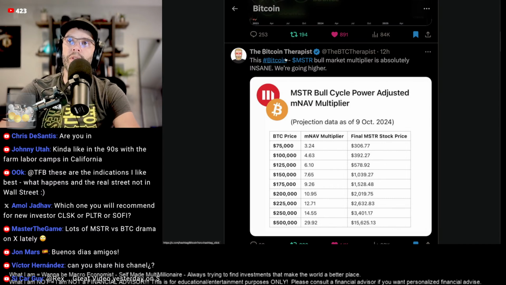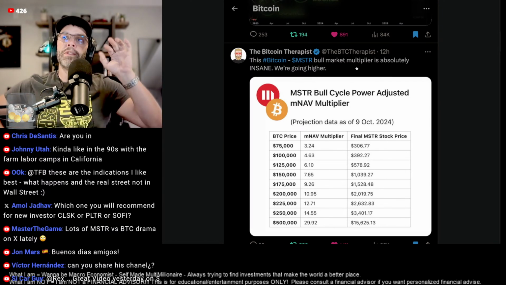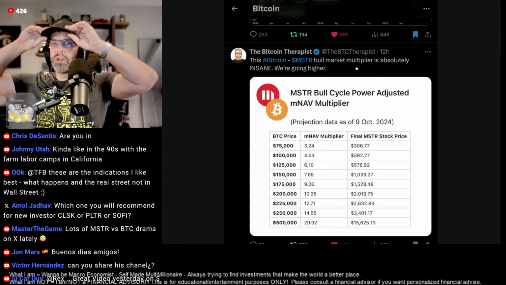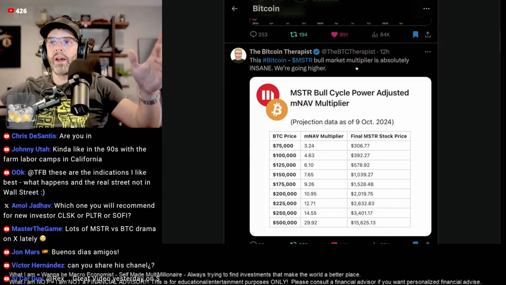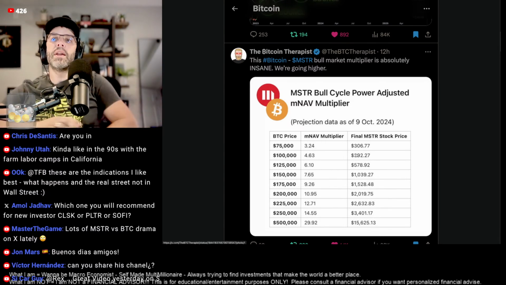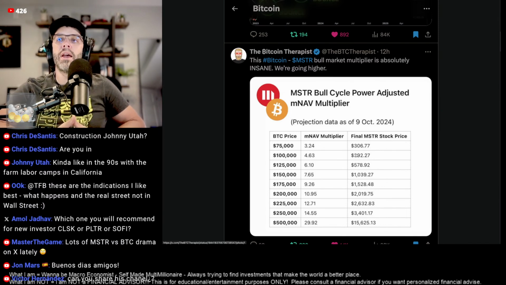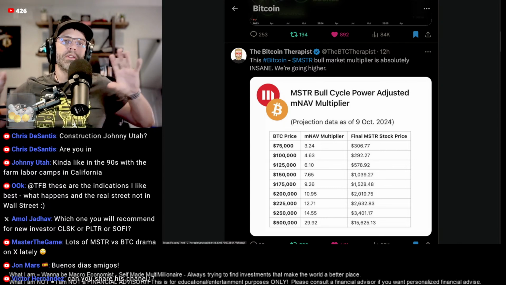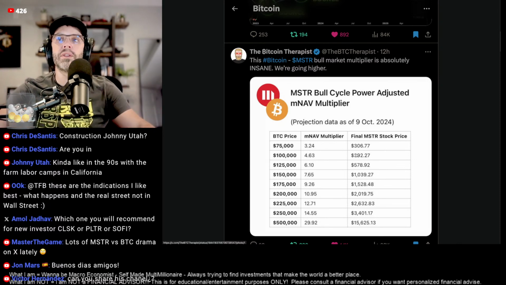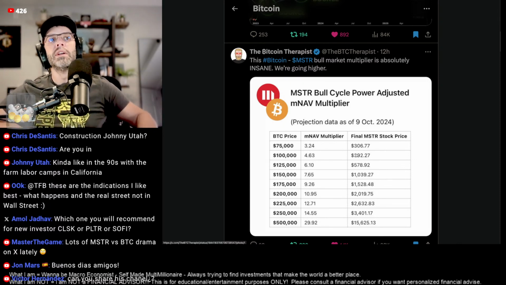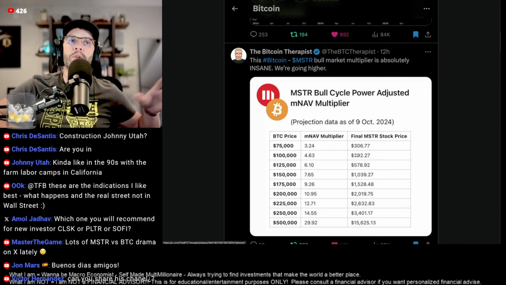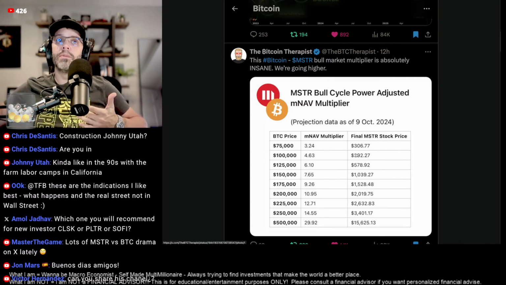This is from the Bitcoin Therapist. He's got Bitcoin, MSTR, bull market multiplier is absolutely insane. So this is the bull cycle power adjusted mNAV multiplier. It is taking in projections of the net asset value and what kind of multiple it can see, also with the continuing investments that Michael Saylor does into Bitcoin as the stock goes higher and he sells worthless fiat to be able to buy Bitcoin, a hard asset that's going to go up still, right?